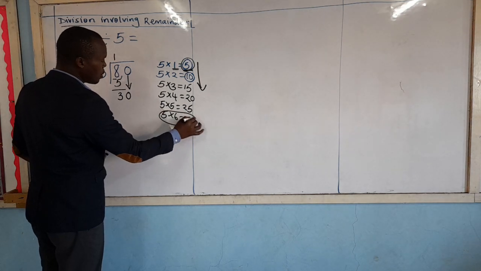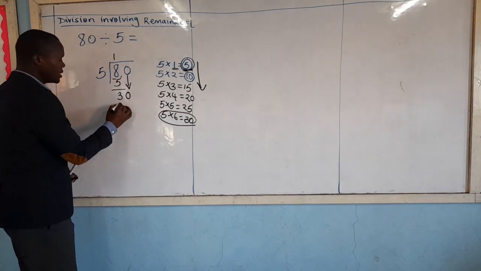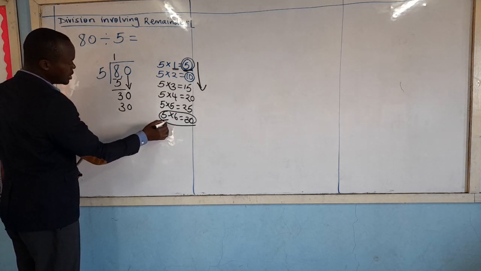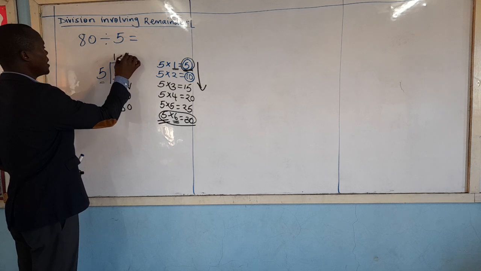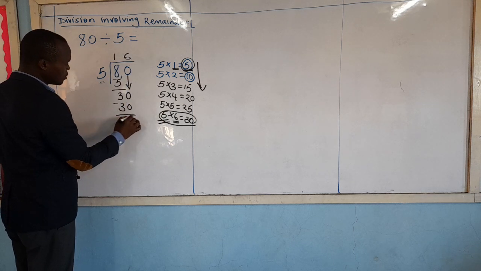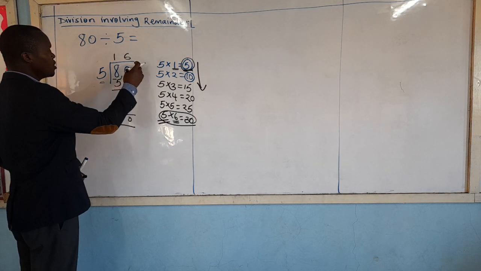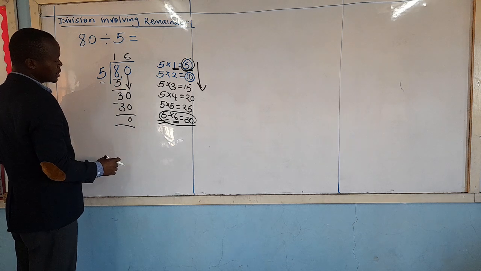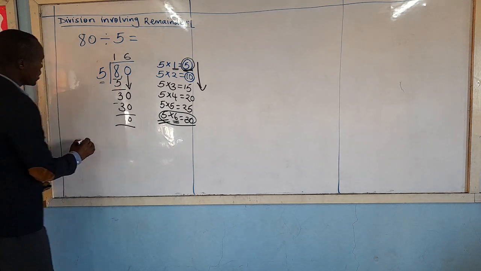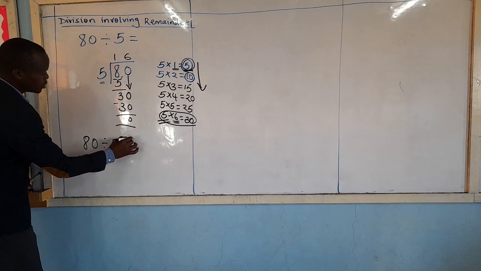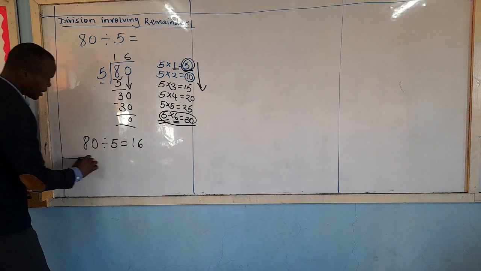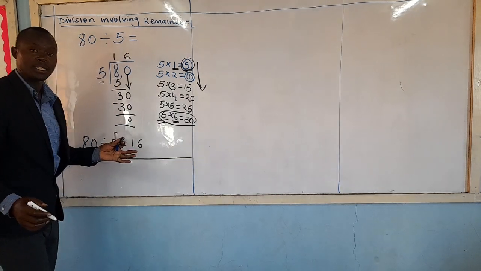Once we have found our 30, we write our 30 down here. Remember that this 5 is this one. Then now the 6 is what we write at the top. Then take away this one, we get 0. There is no other number to drop down. So our answer will be 80 divided by 5 is equal to 16. And we have now finished that one. This is what we learned yesterday.